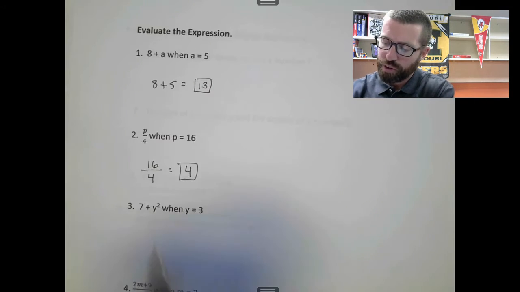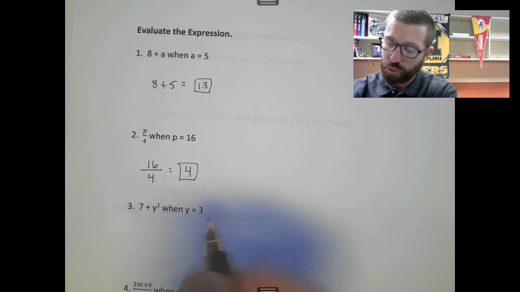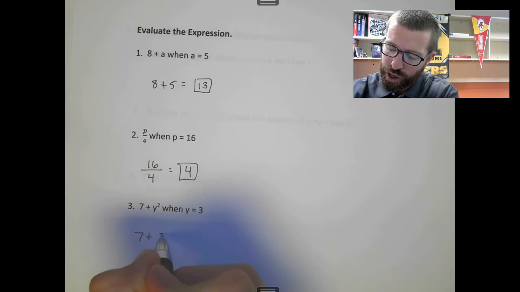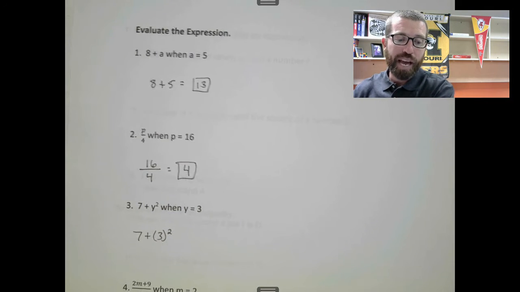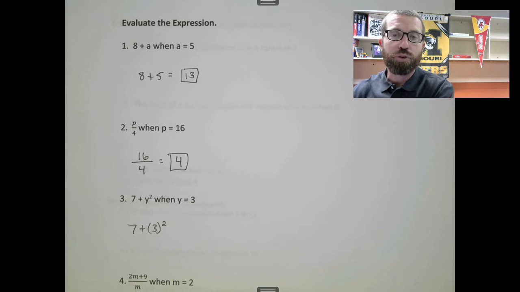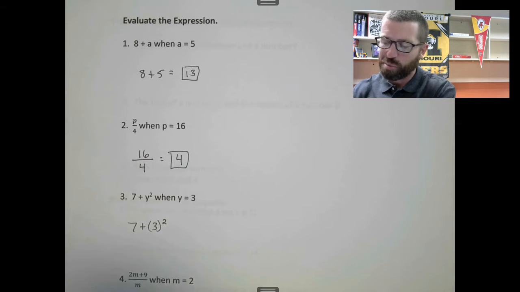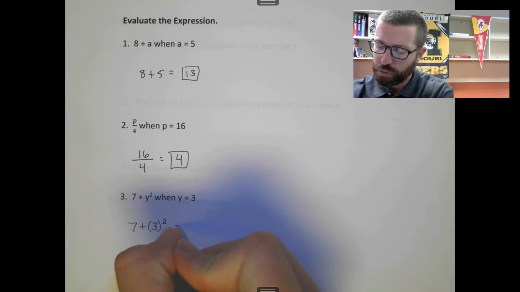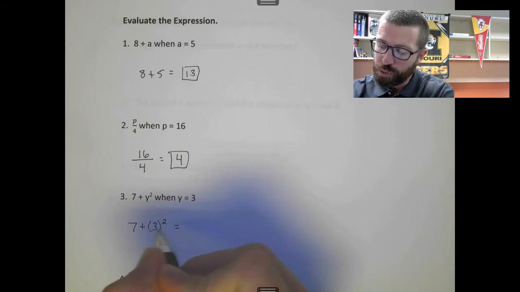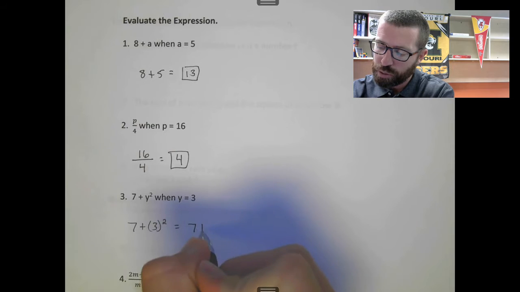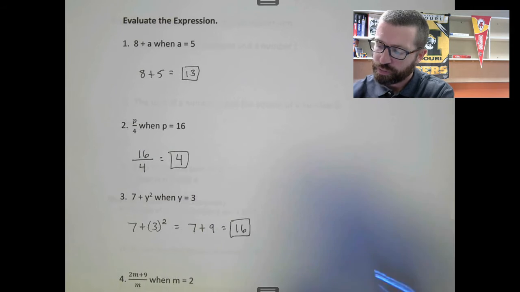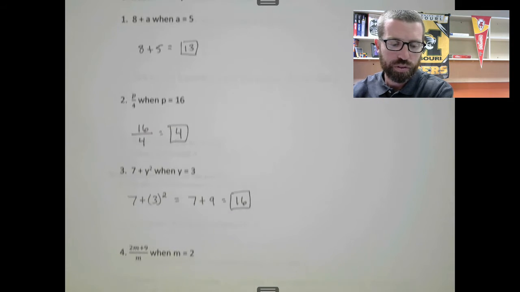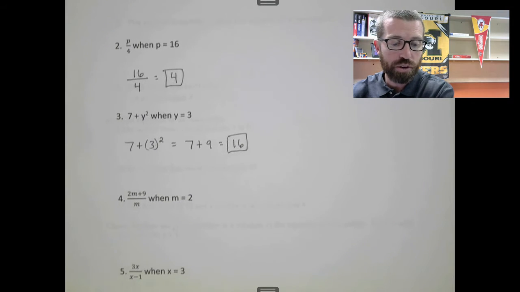And then here we have 17 plus y squared, and y is 3. So you write the 3. If you want to use parentheses, it might be a good habit. It's probably a good habit to get into doing that just for future problems. This one, it probably won't matter, but if there's a negative sign, sometimes that parenthesis will help you out. But we square that first, so 7 plus 9, and then simplify that to get 16. Remember to pause the video and work these out.